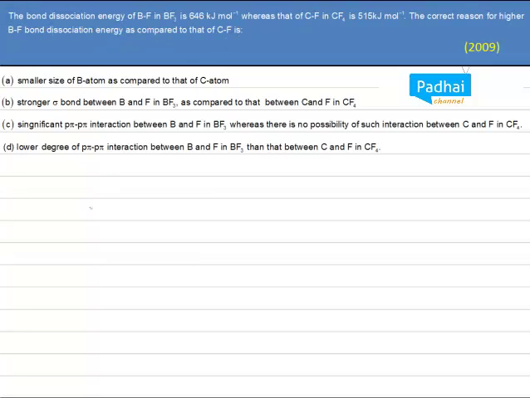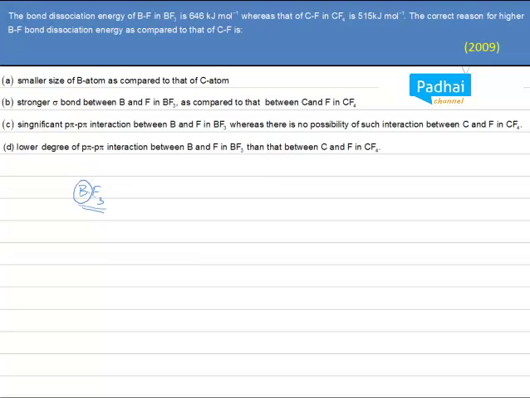Now, if you have done chemical bonding in a good manner, then you might have come across this BF3. In this compound, we generally use BF3 as a Lewis acid also. Why? Because boron is electron deficient. Now, why is it electron deficient?